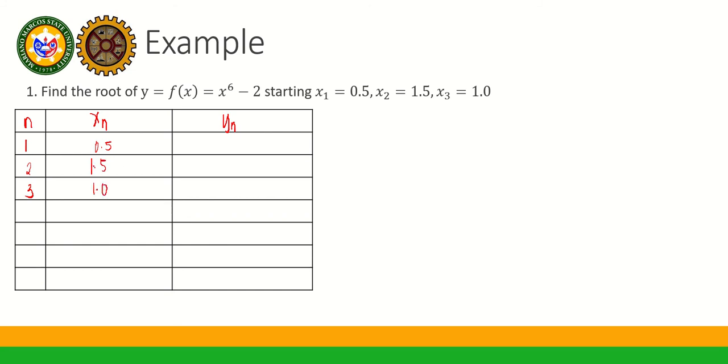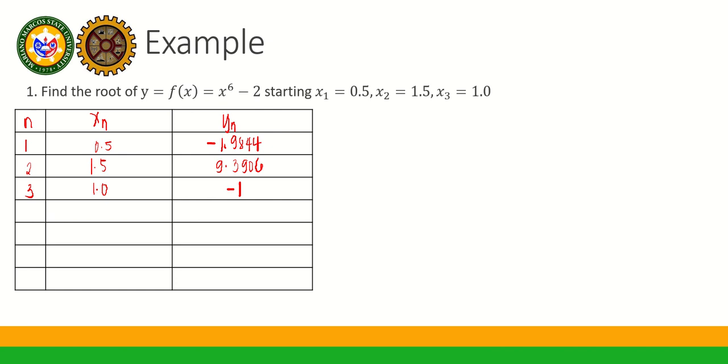Now, we are going to plug the values of our x's dito sa ating function, which is x to the 6 minus 2. And when x is equal to 0.5, our function is equal to negative 1.9844. When our x is equal to 1.5, our y is equal to 9.3906. And when our x is equal to 1, our function is equal to negative 1. Okay, so we now have a value of our y sub 1, y sub 2, and y sub 3. So we are now going to look for x sub 4.